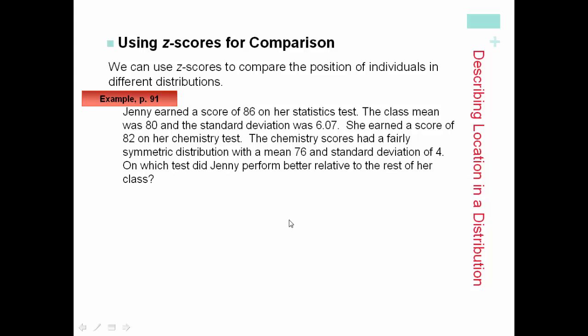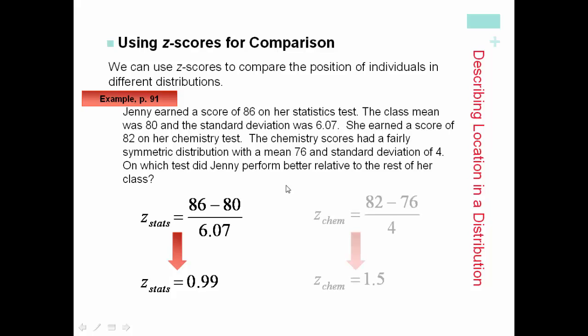We can then use z-scores for doing comparisons. In our example, Jenny earned a score of 86 on her statistics test, but what if she also earned an 82 on her chemistry test? The chemistry class had a fairly symmetric distribution of scores with a mean of 76 and a standard deviation of 4. Now what does her score of 82 tell us? Let's compare. Her z-score for stats, as we know, was 0.99. Her z-score for chemistry would be 82, her score, minus the mean of 76, divided by 4, which gives us 1.5.